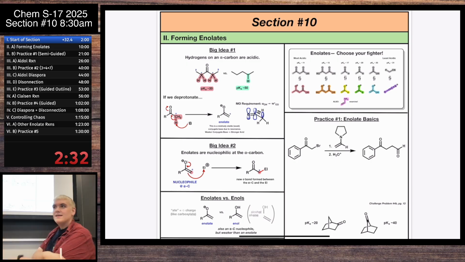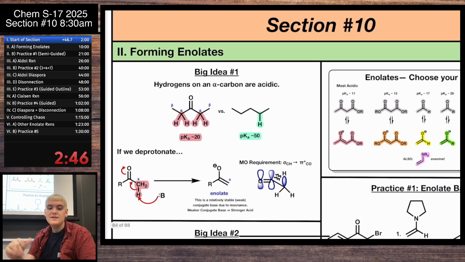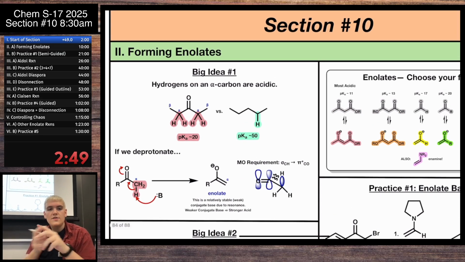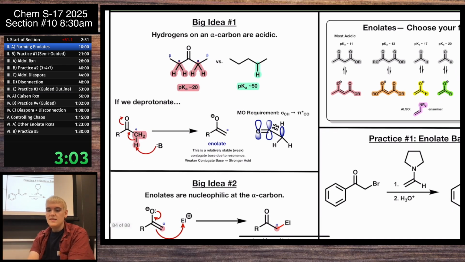So, to help us with lecture 10, because there is a lot that looks very similar, I've split it into 6 or 7 big ideas that group the whole lecture. The first big idea, the most basic one, is that hydrogens at an alpha carbon are acidic. If we have a carbonyl, we label the carbons to the left and right of the carbonyl the alpha carbons. The pKa of those hydrogens is around 20, whereas the pKa of an alkane is about 50. So since it's slightly more acidic, we can deprotonate it with a base.